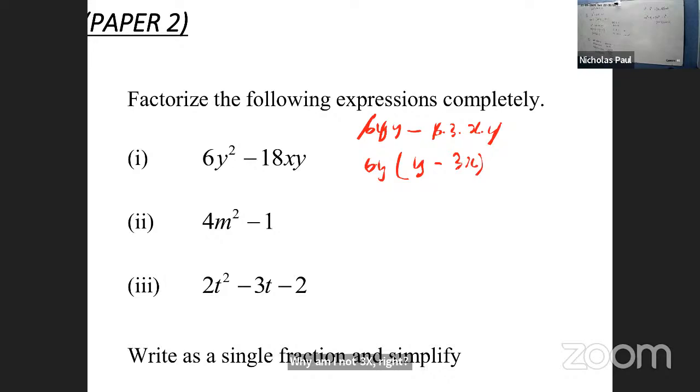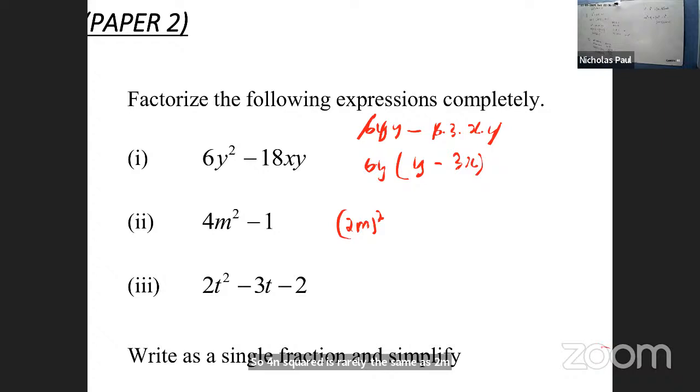Next one. The next one is an example of what? Elijah. Difference of two squares, right? So 4m squared is really the same as 2m squared.